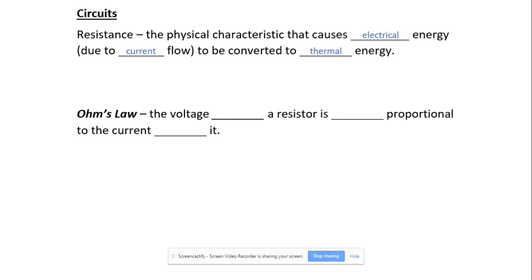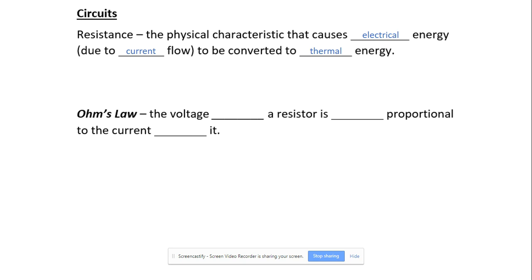Right. So now we're going to start constructing circuits, but before we do that, we need to start with another term and then also introduce one of the first laws that we will be using throughout the semester. For circuits, we'll start with resistance. Resistance is defined as the physical characteristic that causes electrical energy due to current flow to be converted to thermal energy.